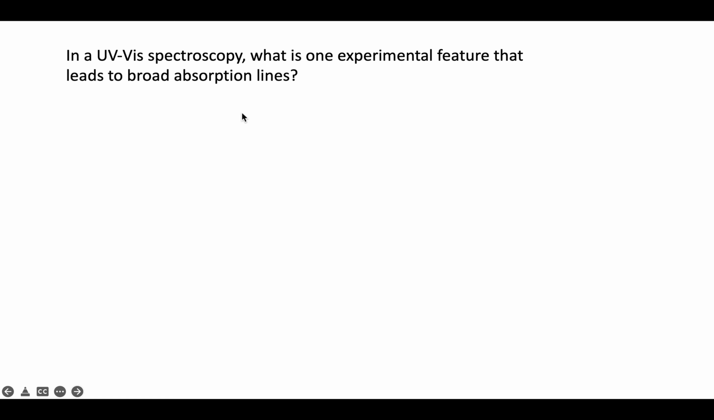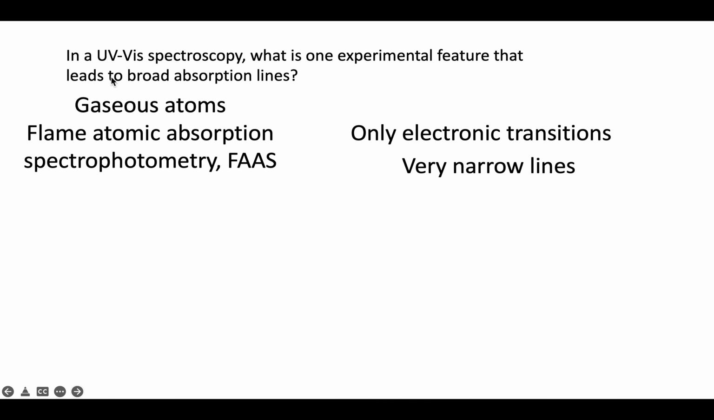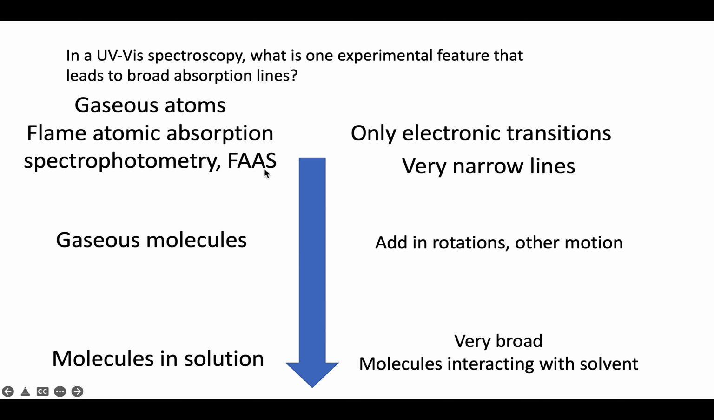Finally, if we're thinking about UV-Vis spectroscopy, what could lead to broad absorption lines? Well, first of all, what would lead to very narrow lines? If I had simply gaseous atoms, in that case, I have only electronic transitions taking place, which lead to very narrow lines. An example of that would be flame atomic absorption spectrophotometry, or FAAS. If instead of gaseous atoms I now have molecules, well, now more things can happen. Besides just having electronic transitions, I could add in different rotations. I'm adding other types of motion besides simply the electronic transitions, which is now going to broaden the lines.